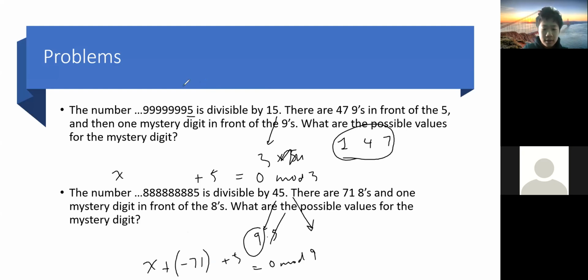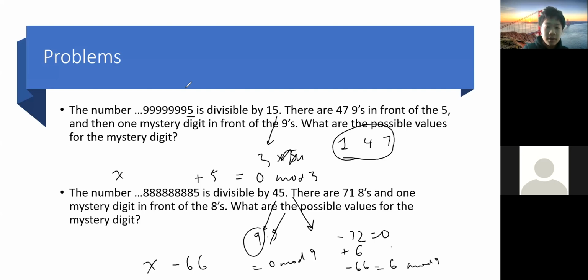Negative 71. If I do that, then it's x plus 60 minus 66. Right? And what is negative 66 mod 9? Well, negative 72 is 0. So if we add 6 to it, we get to negative 66, which means that negative 66 must be 6 mod 9. So this is 6 mod 9.